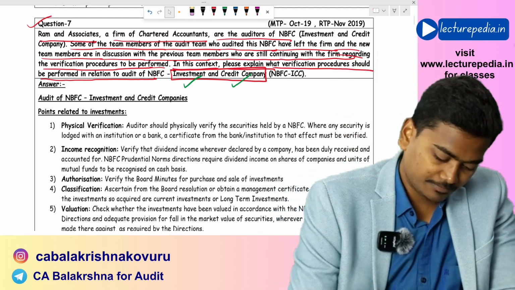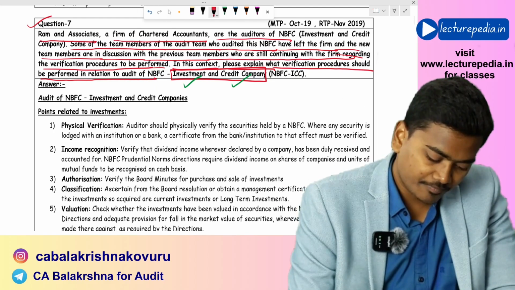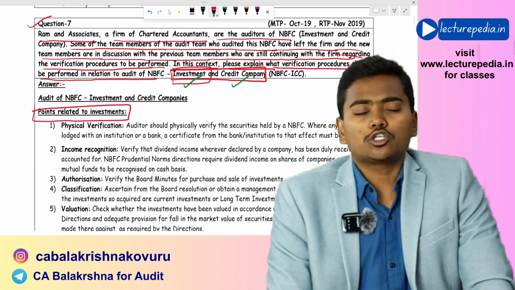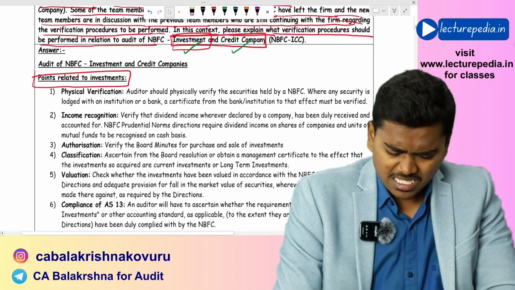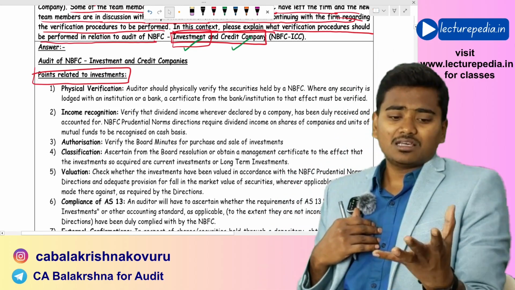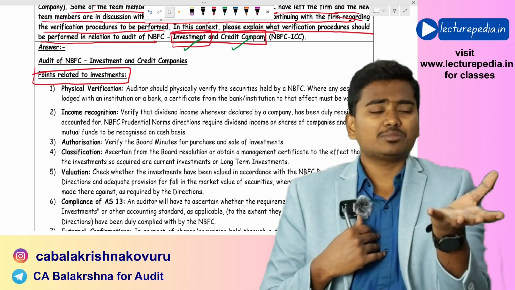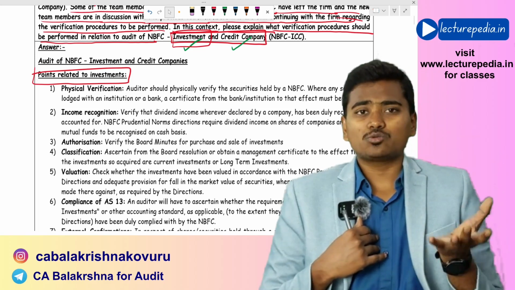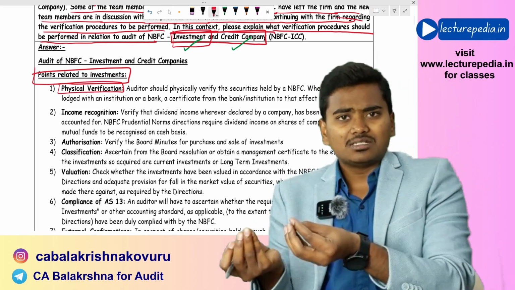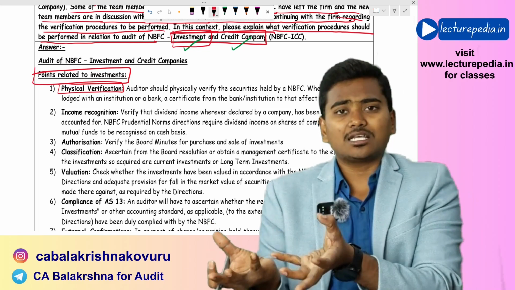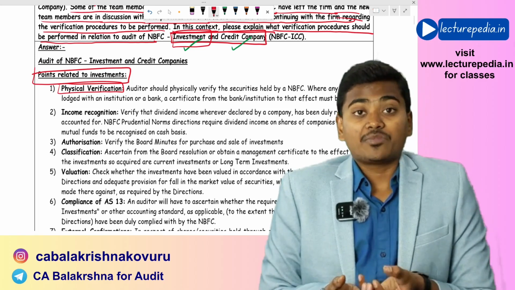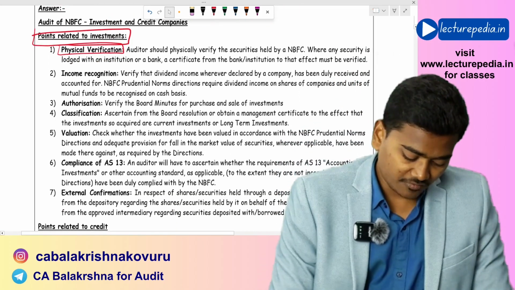Let us see. First, points related to investment. With respect to investment, what should be the audit procedure? First of all, auditor needs to check existence of the investment, whether investment is actually present or not. For this, he can do physical verification of the investment certificate or the securities that are present with the entity. Or if the investment certificates are not present with the entity, then he can obtain external confirmation.